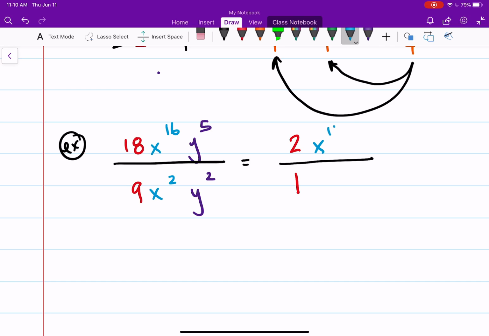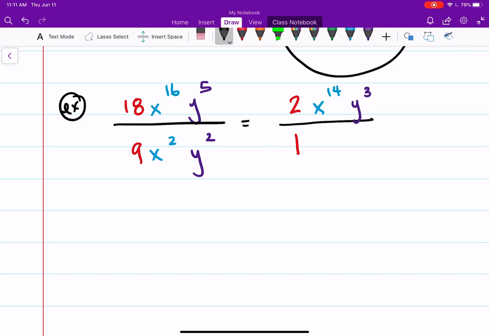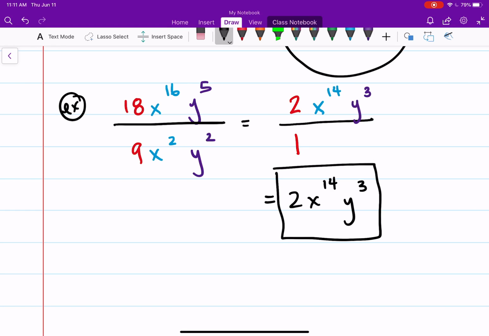I have 14 x's left on top, because there are more x's on top. If it cancels out, that means the bottom is going to run out faster than the top. So I got 14 left on the top. I have 5 y's on top and 2 y's on the bottom. 2 of them get canceled out. How many y's do I have left, and where are they? The bottom again is going to run out a lot faster than the top, so I'm going to have y to the 3rd left. Do I really need to put over 1? No. So this is really equal to 2x to the 14th y cubed, and that would be my answer.